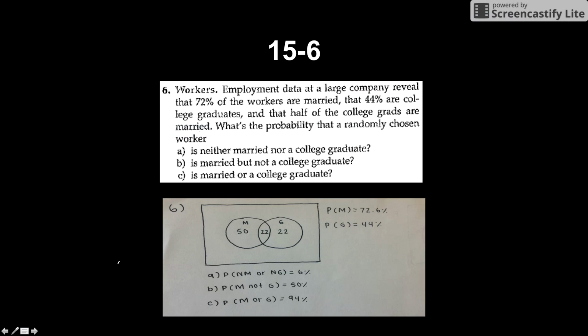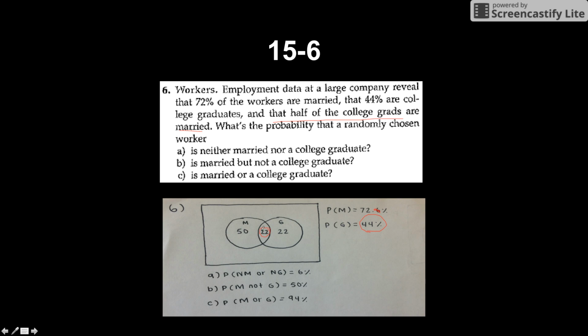So looking at number six is slightly more complicated because it tells us that half of the college grads are married. So it gives us the probability on married. That's 72%. Graduate students are 42%. Half of these are married. So that means half of these are married. So I know the overlap is 22 since half of 44 is 22.